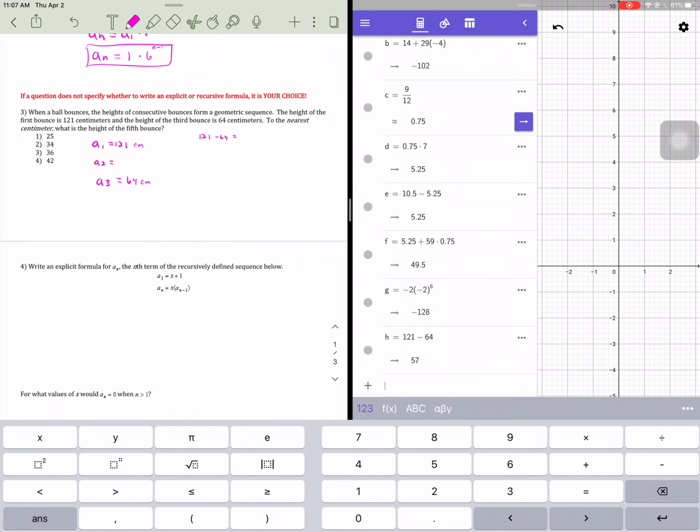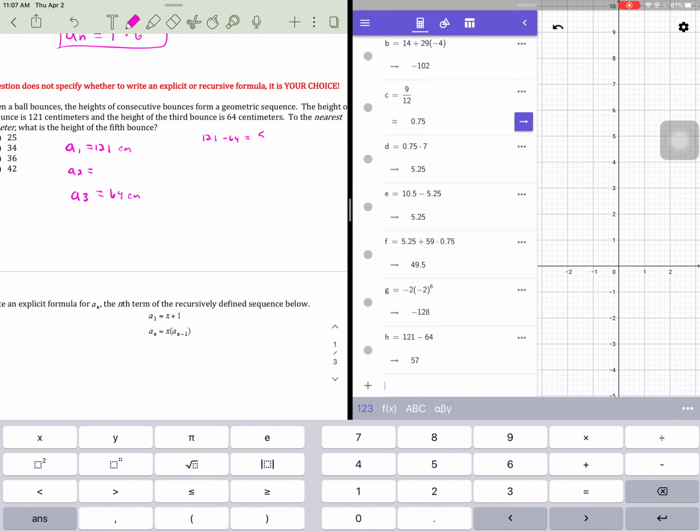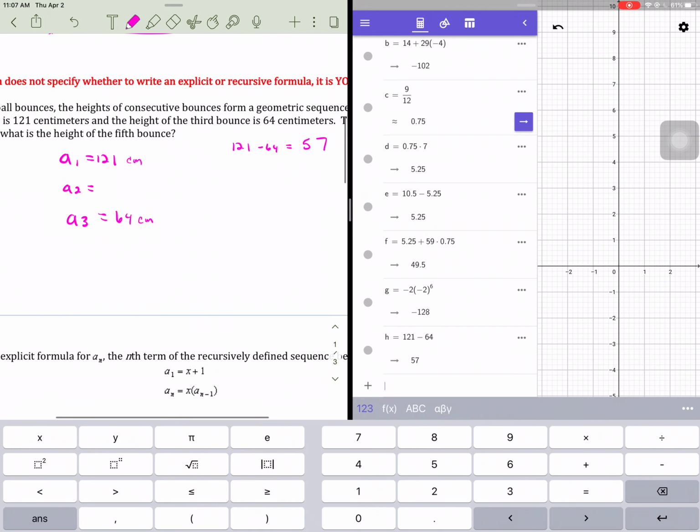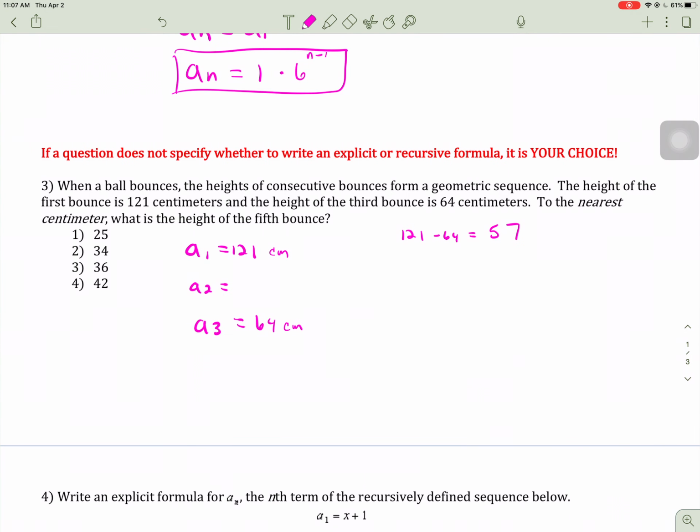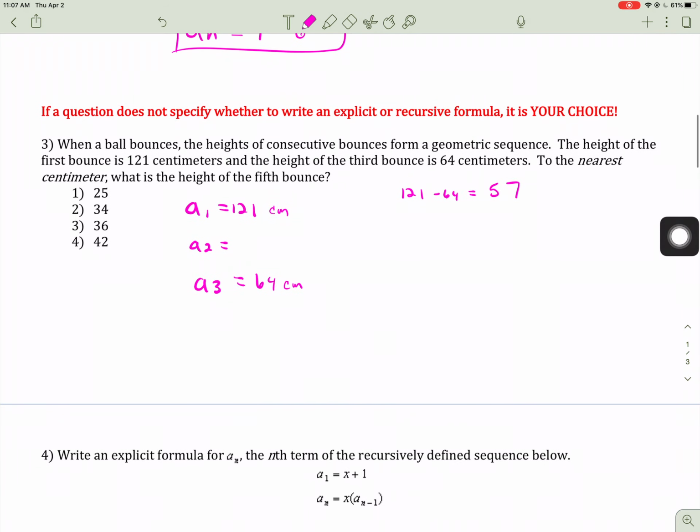is 57. So it goes down by 57, but that really doesn't help us much here, because you can't use that method of divide by 2. That's not going to help us. So what is happening here? Can we think about this mathematically? It's not going to be like divide by 2, so it's going to be multiplied by something. Well, let's think about this.